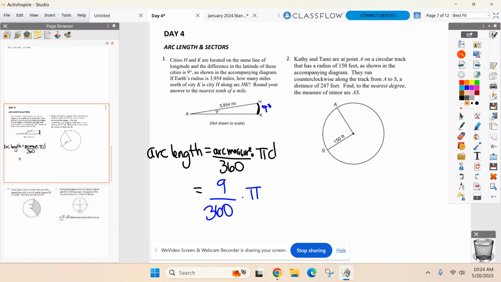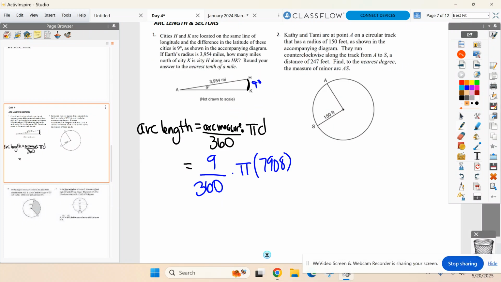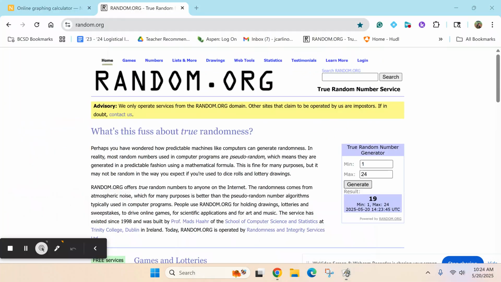9 over 360 times pi. Now we're using diameter, so hopefully you guys aren't falling in the small trap here of using 3,954. You're using the diameter and doubling that. All these small little traps, right? And now we're using 7,908. And we're rounding to the nearest tenth of a mile. Make sure we're all good with the rounding here.